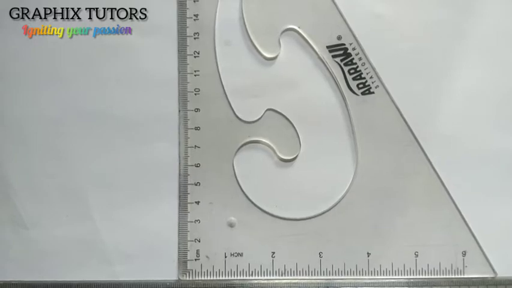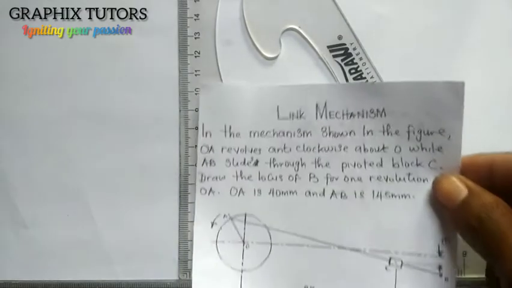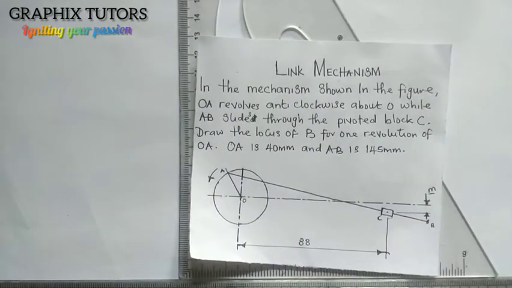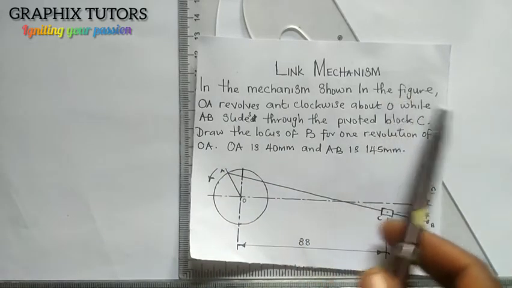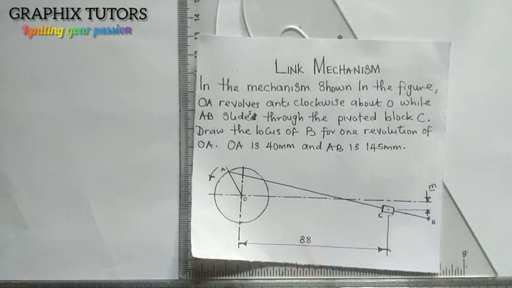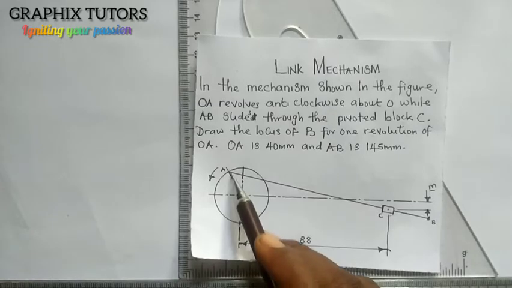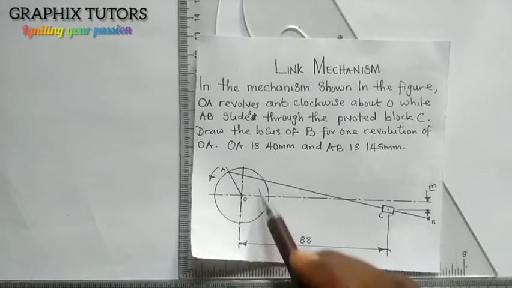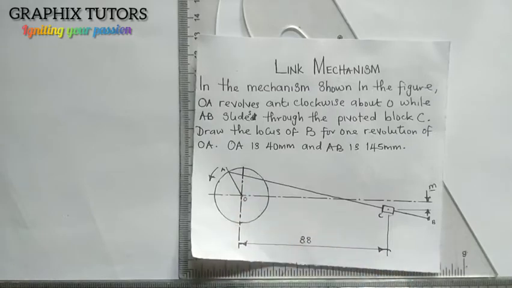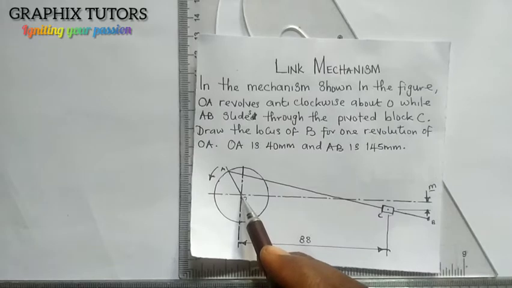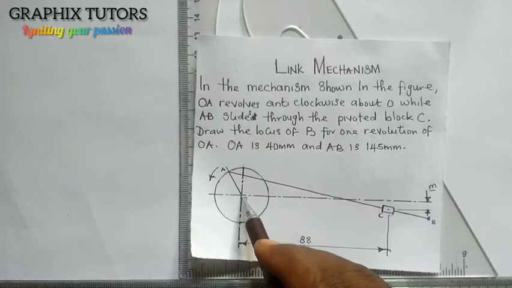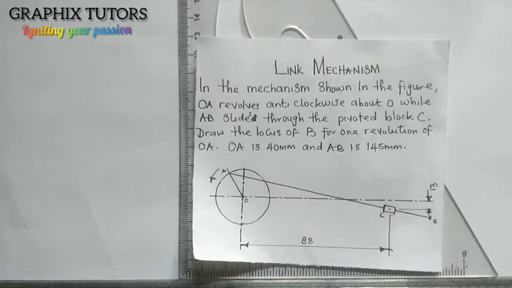Today we want to study another exercise on link mechanism, whereby we'll be analyzing this question. The question says that in the mechanism shown in the figure below, OA revolves anti-clockwise about O. This is the fixed point, while AB slides through the pivoted block. Now this is A to B.